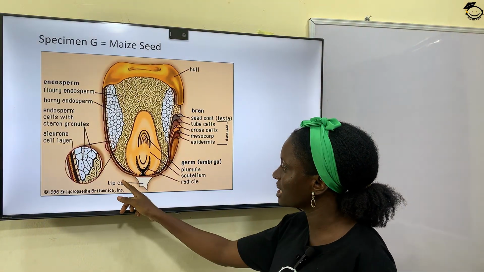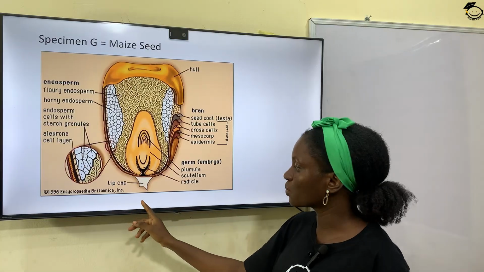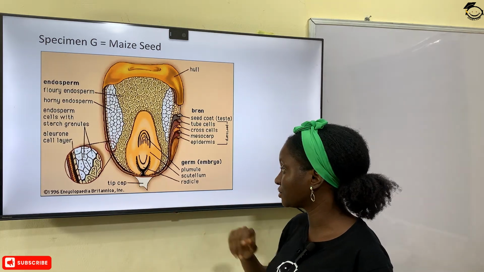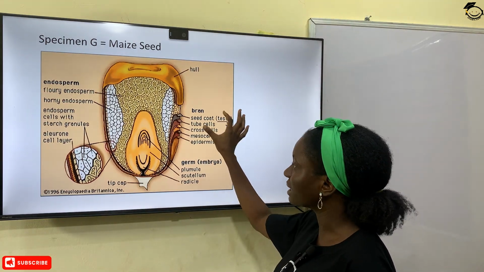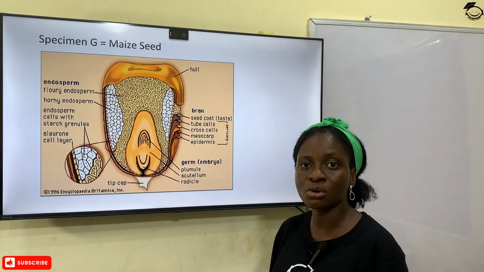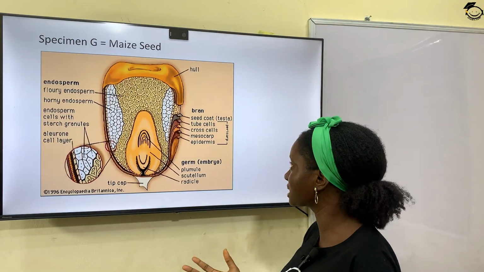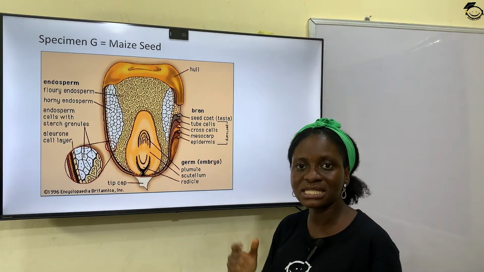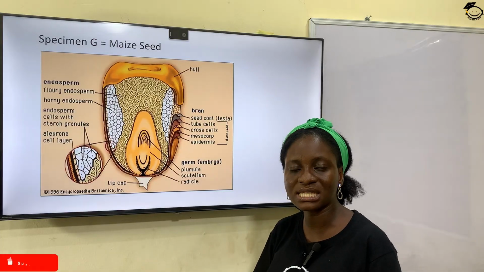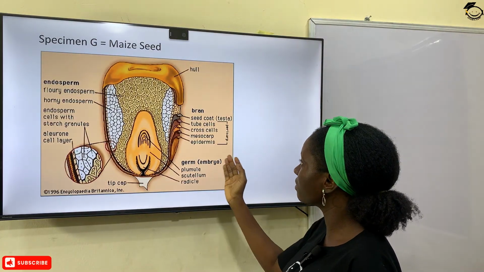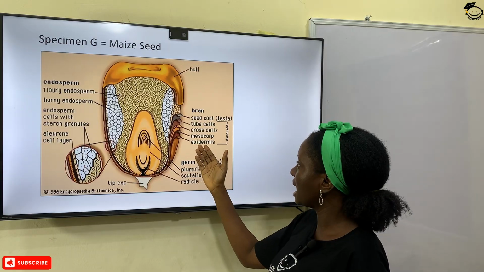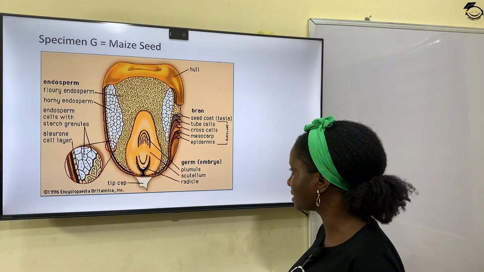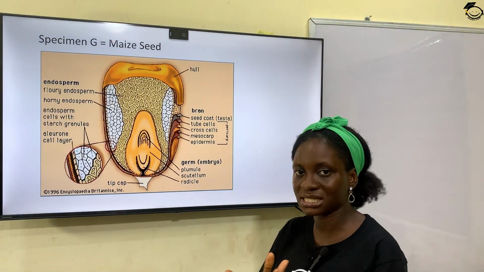Then we have the tip cap. This is where water enters. It serves as the point for water entry. We have the bran. The bran is also a protective layer for the seed. The types, well, we have the seed coat, which is a protective layer for the seed, tube cells, cross cells, mesocarp, and epidermis. So the seed coat helps to protect the seed, just like the outer part of the seed.